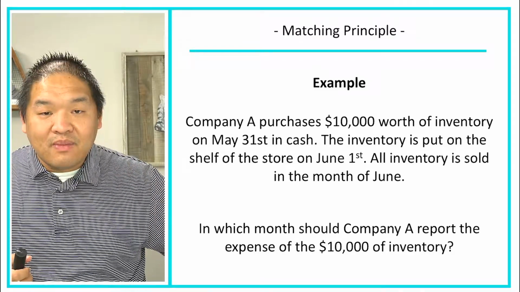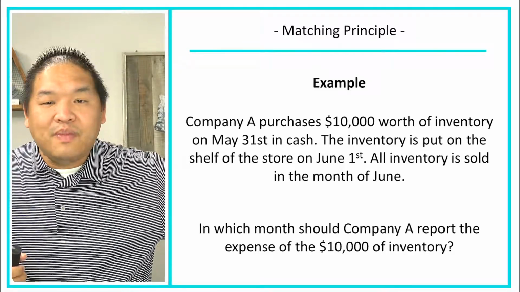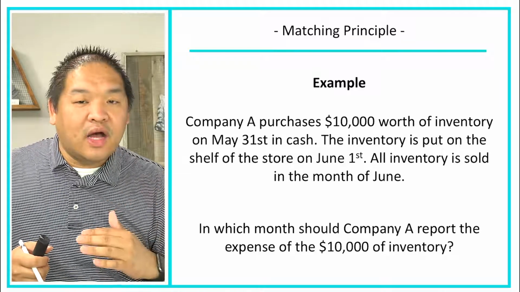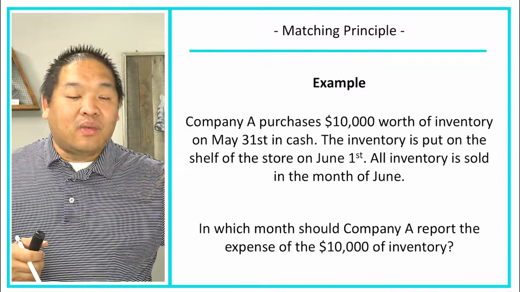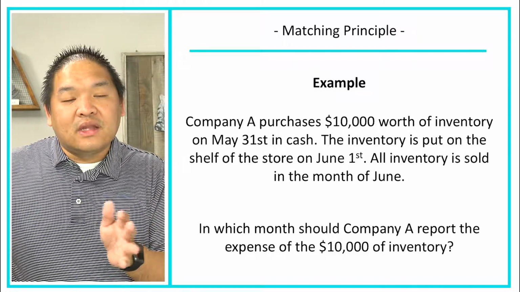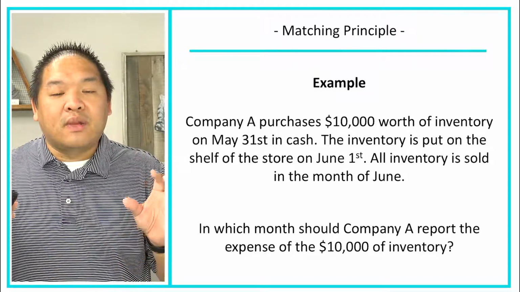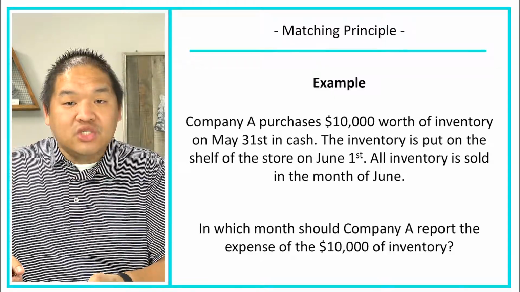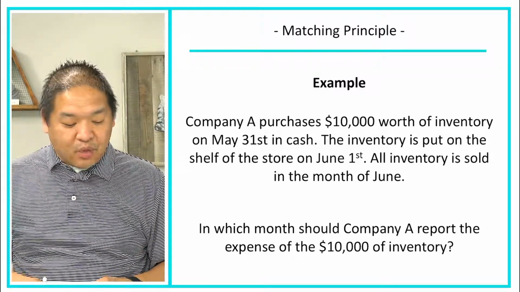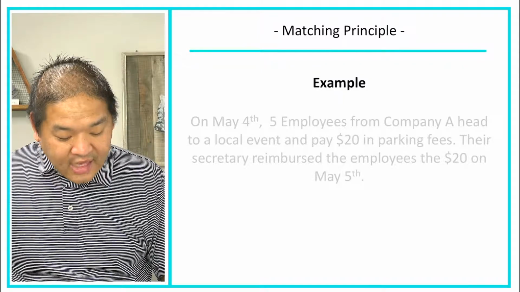Sure, we paid for it in May, but it's like a prepaid. We prepaid it, and then we put it on our shelves. Technically, we could probably return them, but we're not. We're going to sell them, and we're going to sell them when? We're going to sell them in June. We're going to match the expenses to the revenue. The revenue happened in June. That's when we're going to do that. Okay. All right, last one here.